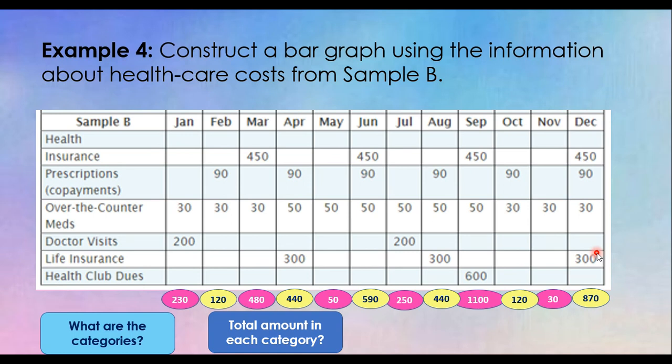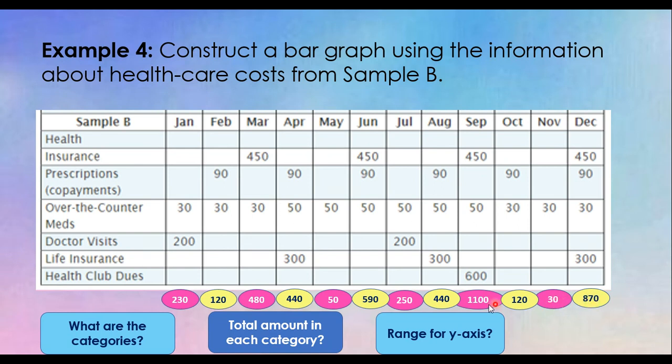So I need those categories and I need the amount in each category because I'm essentially constructing the y-axis. So I've got my categories. I've got my total amount in each category. Now I have to decide what is the range. Looking at these amounts in these categories, it looks like the smallest amount I spend is 30, so it's got to have at least 30 in there, but might as well just start with 0.